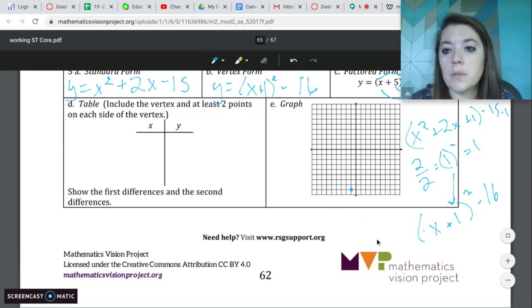So I am doubling my y-axis. So this is 2, 4, 6, 8, 10, 12, 14, 16. So just a heads up there. So this is my vertex right here.